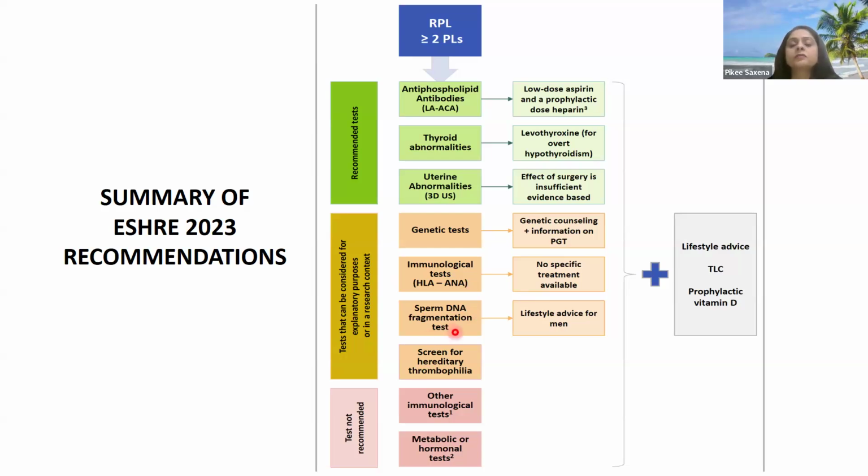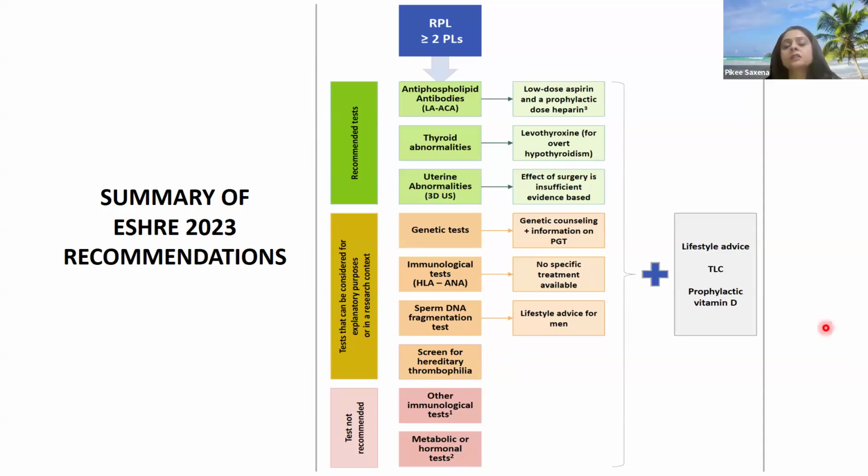Sperm DNA fragmentation, if you get it done, the husband can be told to stop alcohol and tobacco and adopt a healthy lifestyle. You can give them some antioxidants. If it doesn't improve, you can go for donor sperm. Screening for hereditary thrombophilias is generally conditionally okay. But the investigations which should not be done are other immunological tests and metabolic and hormonal tests. These are not recommended.